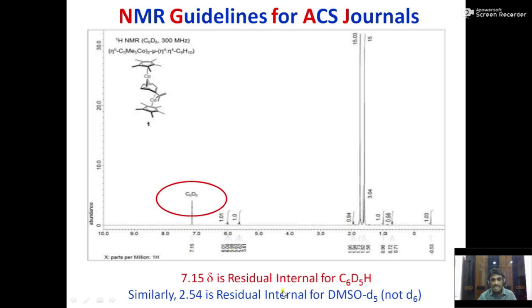It is treated as the residual internal reference for the NMR spectrum, and it is because of C6D5H. A very small quantity of protonated benzene is left, though the benzene molecule is deuterated, and it gives the signal at 7.15. Here you can see that at 0 there is no TMS. Similarly, when you are using DMSO, then due to the DMSO we get a peak at 2.54.